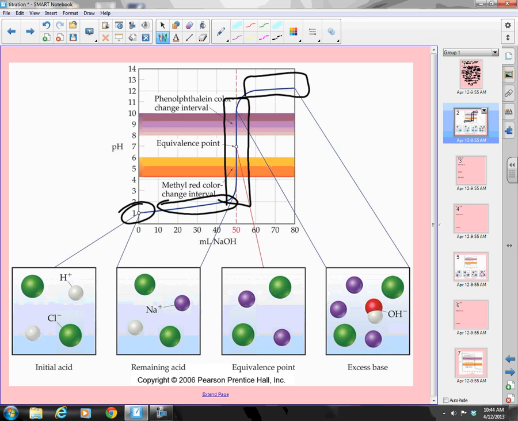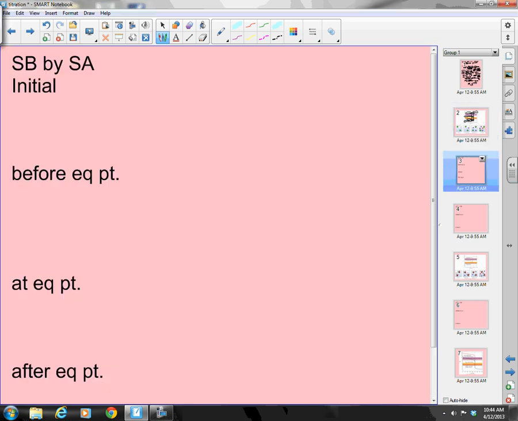Now, my equivalence point is right where? Right at 7. Now, what kind of indicators can I use? Phenolphthalein is a good indicator, as well as methyl red. And you want those indicators to lie somewhere within that sharp increase. All right, great. Next, strong base by strong acid.